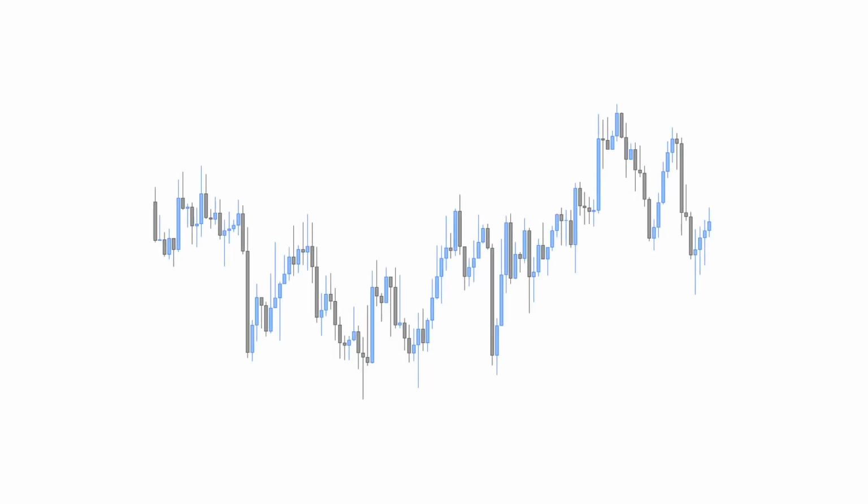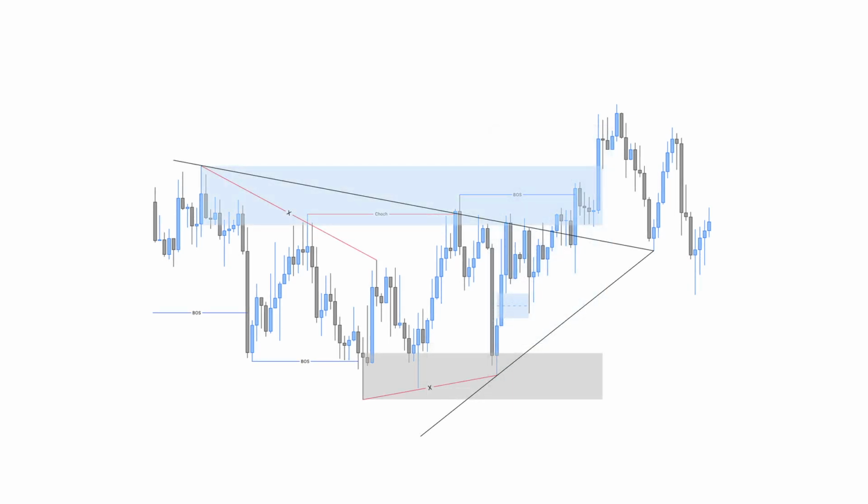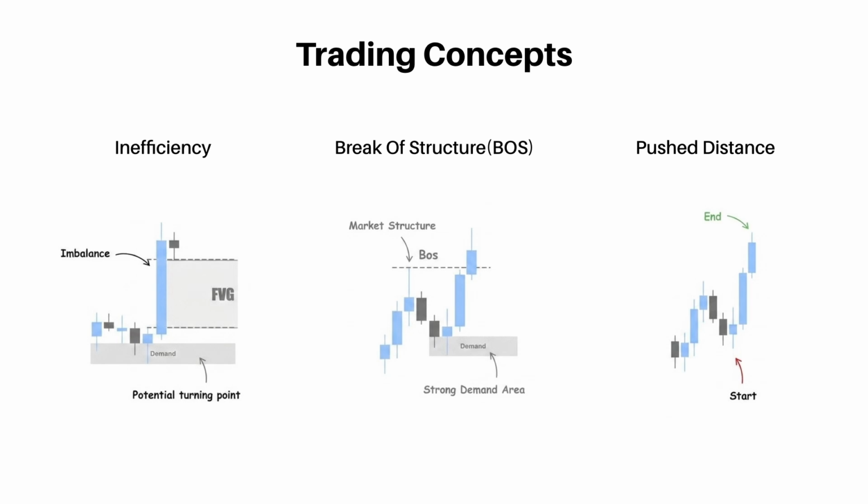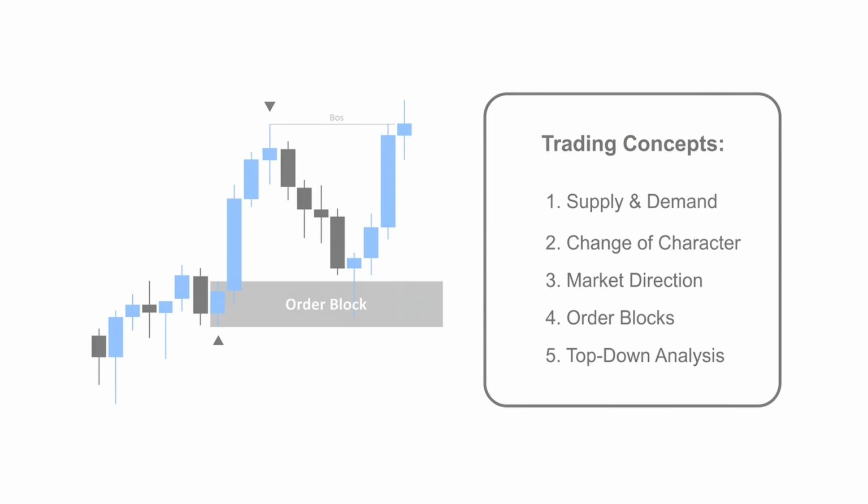Many traders struggle to find a clear setup because they try to apply too many trading concepts on the chart. In this video, we'll simplify the concepts and show you a powerful day trading strategy that combines the most important concepts into one clear trading plan.